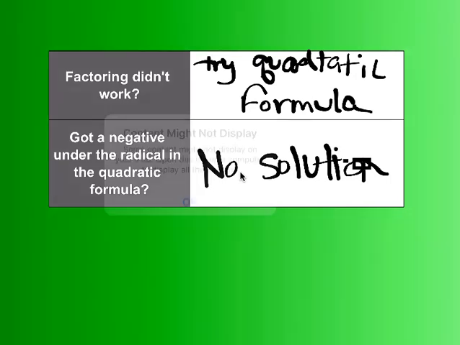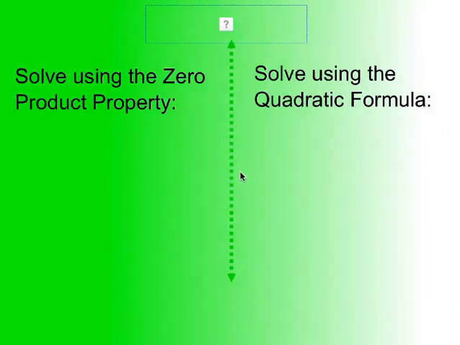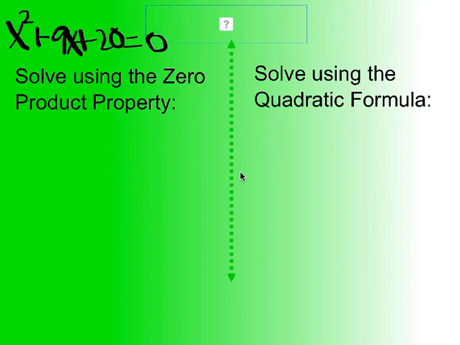Now let's take a look at this in practice, okay? So what we want to do is solve the equation using the zero product property. So the equation is x squared plus 9x plus 20 is equal to 0. To start off, I'm going to set up the x. So I'm going to have 20 on top and 9 on the bottom. Then I'm going to have factors of 5 and 4. So I'm going to use that 5 and 4 to split up the middle term.